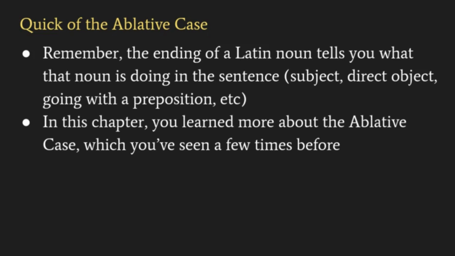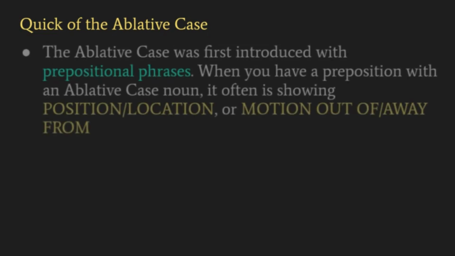But you want to remember that a Latin noun, right, you look at the ending, and the ending will tell you what that noun is doing in the sentence. So for instance, whether it's a subject or a direct object, or maybe with a preposition or showing possession, whatever the case may be. So in this chapter, we're coming back to the ablative case. And like I said, we've seen it a few times before.